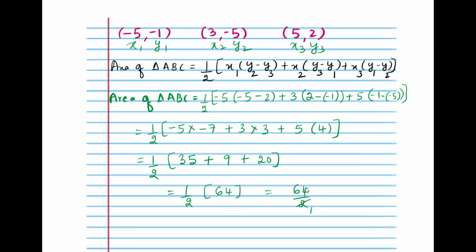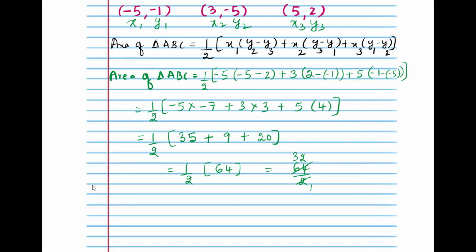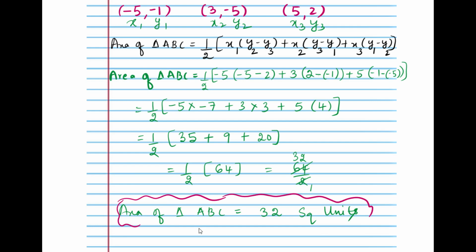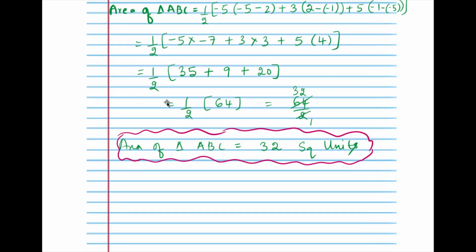2 1s are 2, 2 3s are 6, 2 times 2 is 4. Therefore, area of triangle ABC equals 32 square units. Area of triangle is what? 32 square units. Now put the final answer inside the box. Area of triangle is 32 square units.